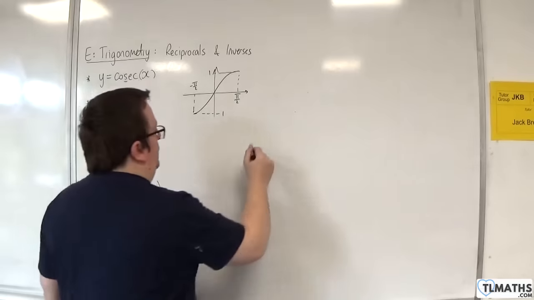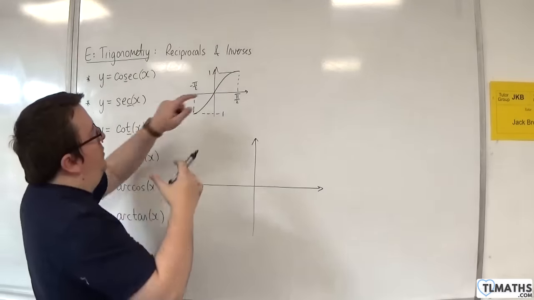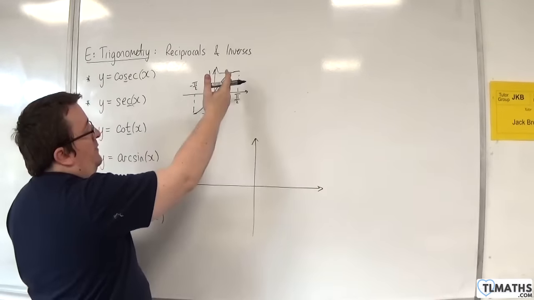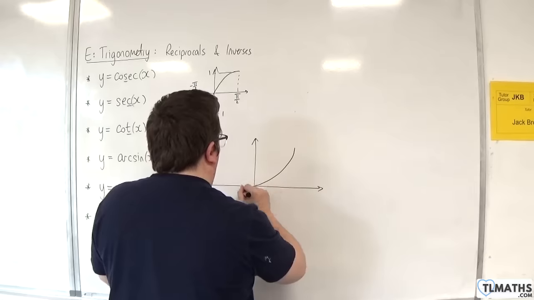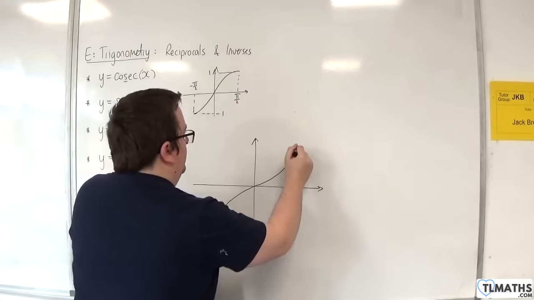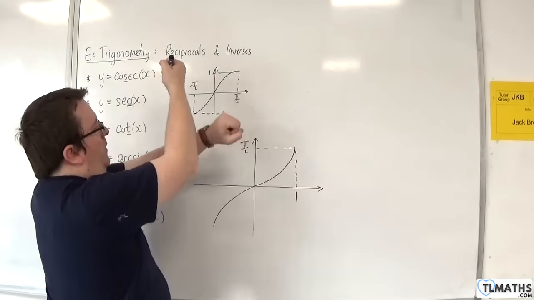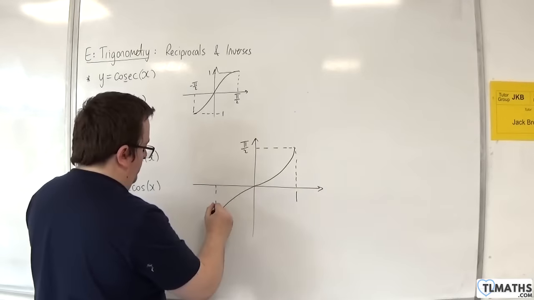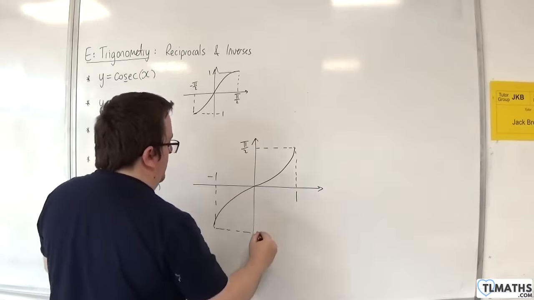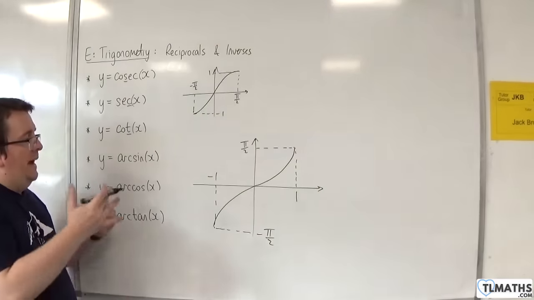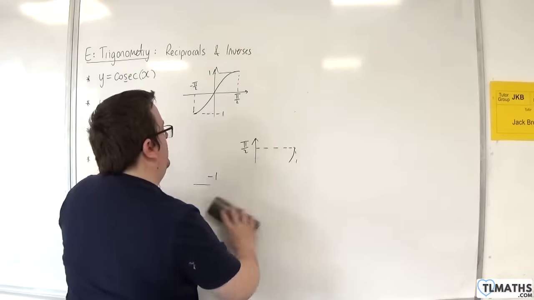For arc sine x, you need to reflect this graph in the line y equals x. This point here, the end point, is currently at pi over 2, 1, so it will become 1, pi over 2. The curve shape will look like this when you do that. So swap those coordinates around. And then this point is at minus pi over 2, minus 1, so is now at minus 1, minus pi over 2. And that is arc sine of x. All right, so that's arc sine.